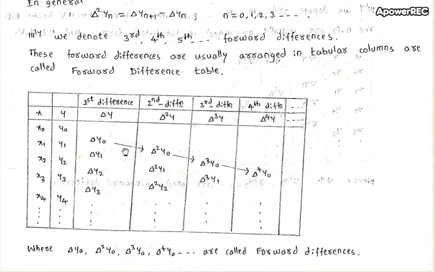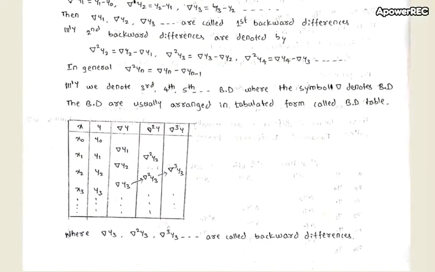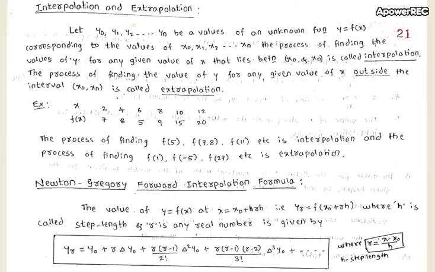If you use the topmost values in the table, it is called forward difference. And if you use the bottom or end values of the table, then it is called a backward difference table. Here I will show you the backward difference table. If you use the end tabular values, then it is called a backward difference table. So this is about forward and backward difference.